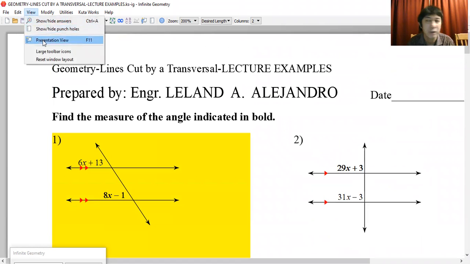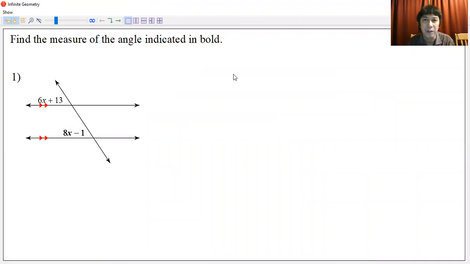We are going to use the presentation view here. Okay, here's the instruction. Find the measure of the angle indicated in bold. So bold letters, it's the darker one. All right, so we're after this angle. Now, the red symbols that you see indicate parallel lines. So these two lines here are supposed to be parallel. Now, the very nature of this angle pair, this is actually called corresponding angles. So we shall try to solve the required.